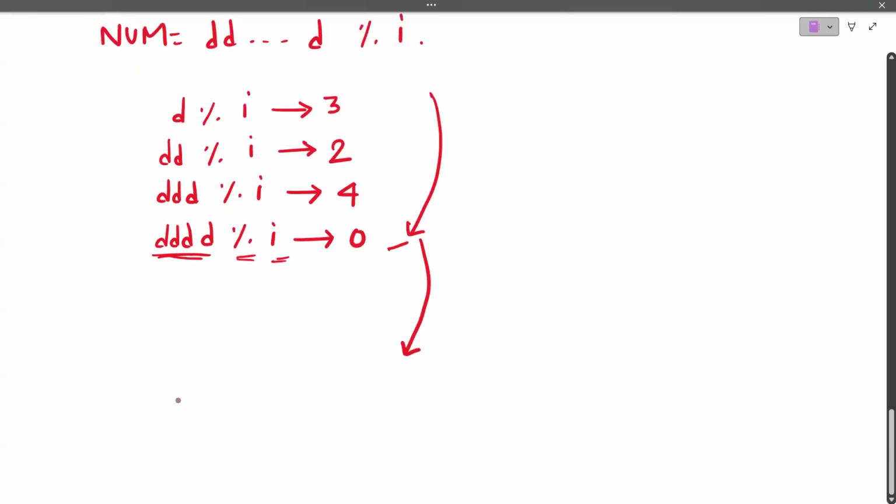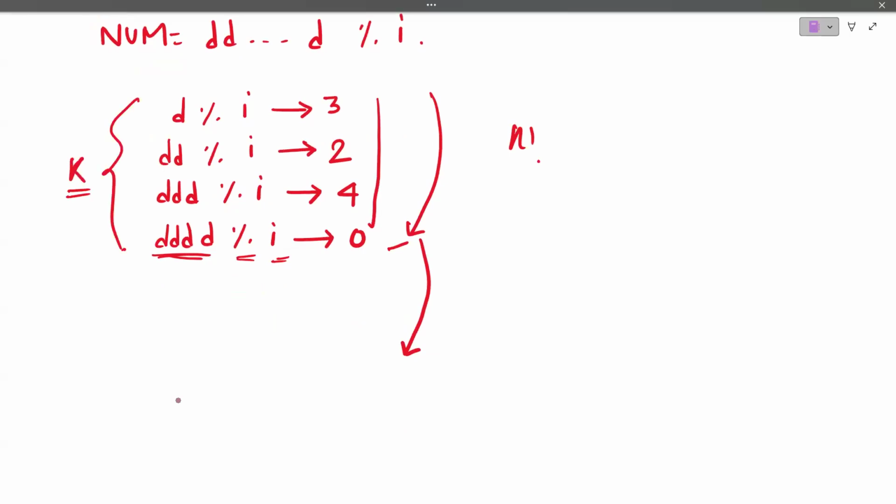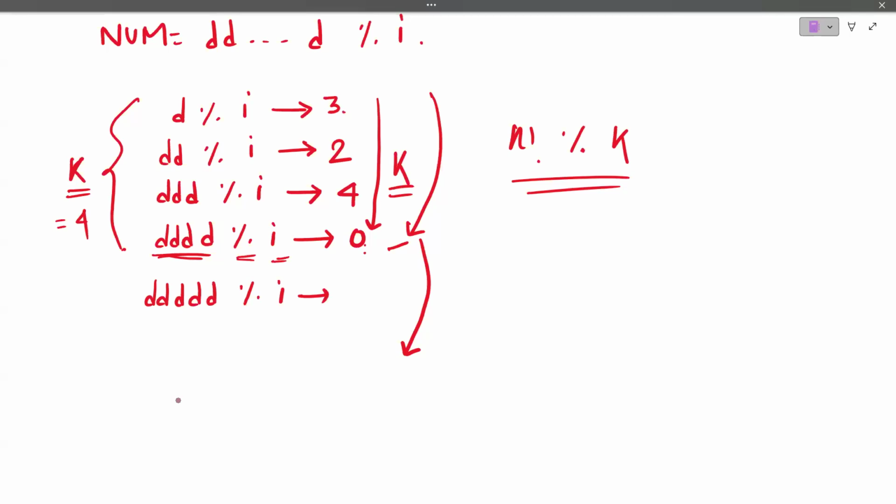So I basically need to check whether n factorial, suppose this length, so here this length is k, the number of times after which the remainder becomes 0, that is k. So what I actually need to check is just whether n factorial is divisible by k or not, right? Because think about this. Here in this example, k is equal to 4. So what would happen after this? 4 times d modulo I is 0. So what would happen when you do 5 times d modulo I? This thing will again repeat. After 0, you will again get a 3.